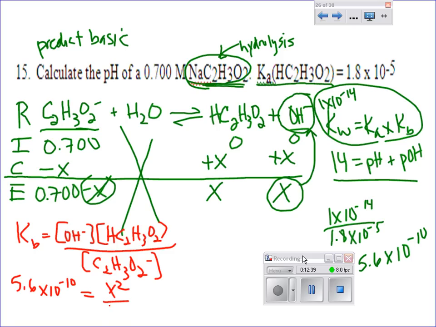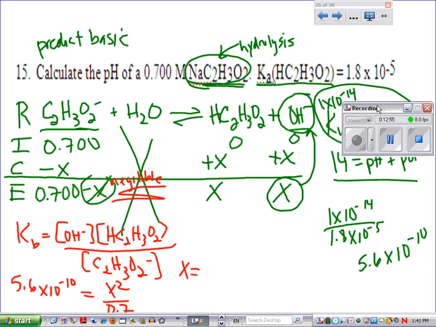And we plug stuff in, we get 5.6 times 10 to the negative 10th is equal to x squared over 0.7. You can write negligible here. In a hydrolysis problem, I'm never going to have you check for percent dissociation. Don't worry about it. All right, so when we get x equal to, what do we end up with?